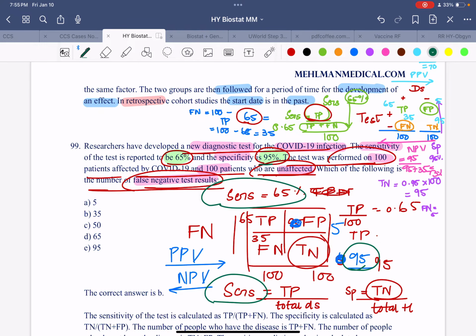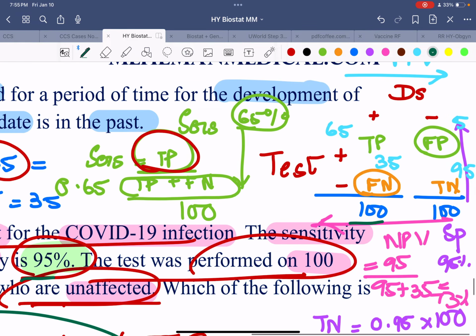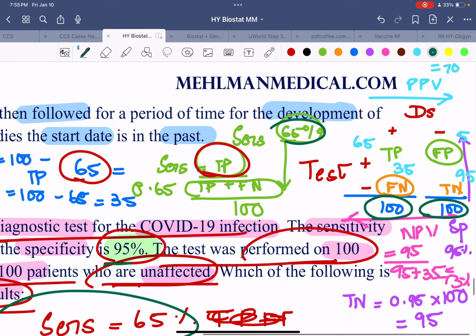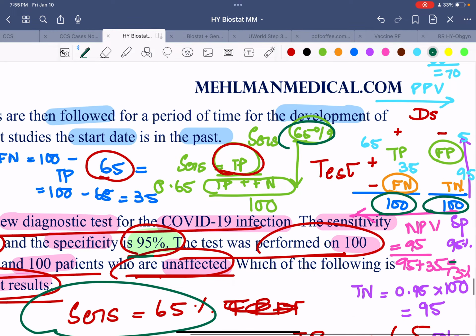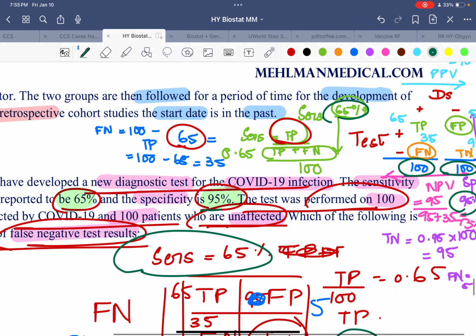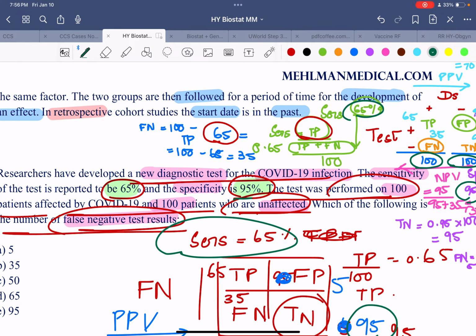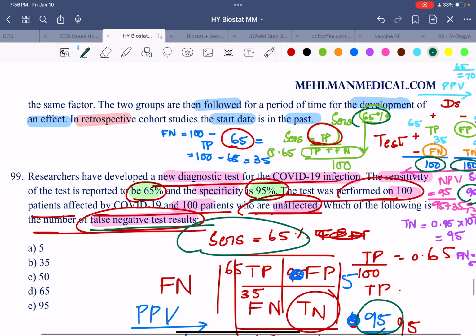The test was performed on 100 patients affected by COVID and 100 patients that are unaffected. So the total number of patients is 100 and 100. They have given us the sensitivity of 65 and the specificity of 95. Other than that, which of the following is the number of false negative results?